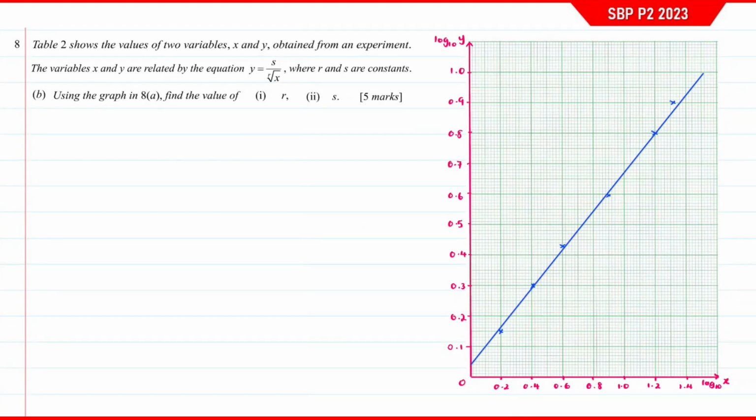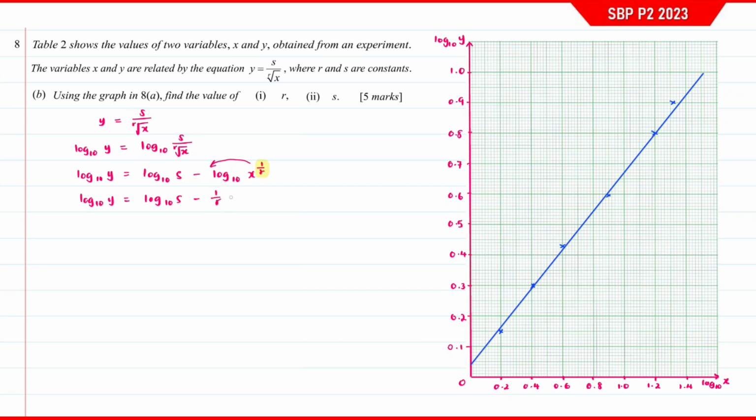Question B. Using the graph in A, find the value of number 1, r, and number 2, s. First, we need to reduce these equations. So here we take log base 10 on both sides. On the right hand side, using the division law, we can split this as log base 10 of s minus log base 10 of r to the power of x over... with the power 1 over r. Using the power law, we can bring this to the front: minus 1 over r log base 10 of x.